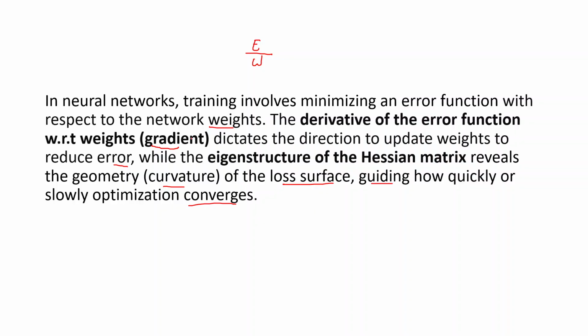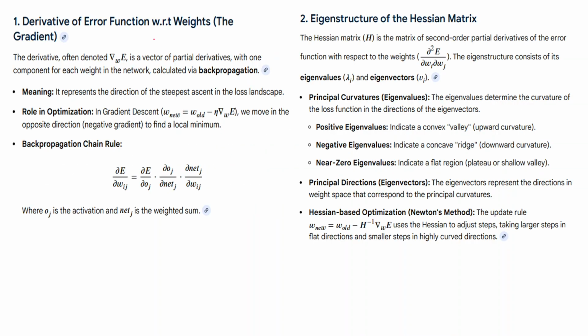This is what we have to observe with respect to the first derivative and the second derivative. The first derivative gives the gradient, but the second derivative gives the eigenstructure of the Hessian matrix. Now going into detail, the derivative of the error function with respect to the weights is given by ∂E/∂W.